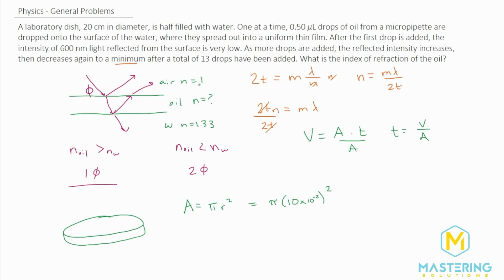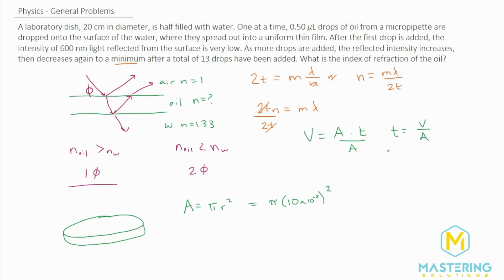And to be clear, I think I might have misspoke. The reason that we're using m as 1 is because this 600 nanometer light where it's reflected is very low. That is the first minimum, which is going to be m equals 0. And here they say they add 13 drops and we have a second minimum. Since we're doing destructive interference, the m values are 0, 1, 2, 3, whatever. And so we're using the second minimum, which is 13 total drops added.